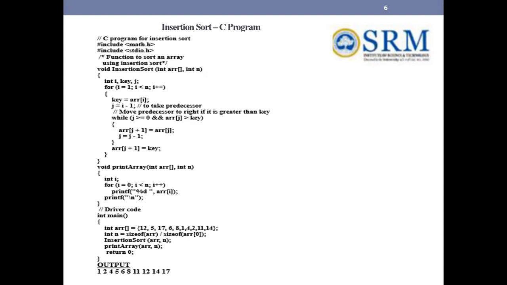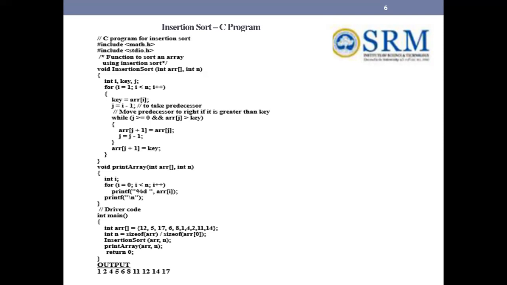The first element is assigned as the sorted array. So from the unsorted array, the first element is 1. Array of 1 is taken as the current value. That current value is compared with its predecessor. So j represents the location of the predecessor. I is the current value, and the previous predecessor is I minus 1, that is j.